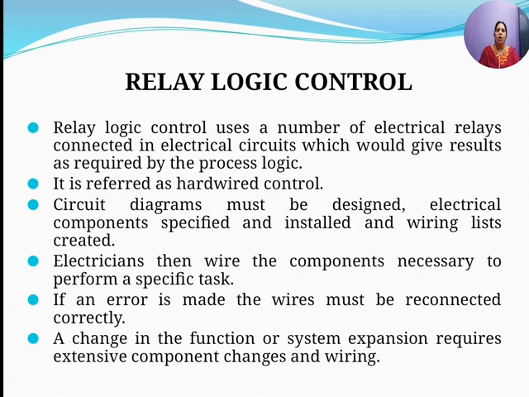Hardwired control, where you are going to physically connect the components using wires. Circuit diagrams must be designed, then electrical components must be specified and installed, and wiring lists created. So you are going to design the circuit, specify the components and install them, and wiring lists are prepared. Then electricians wire the components necessary to perform the specific task. If an error is made in the wires, they must be reconnected correctly.